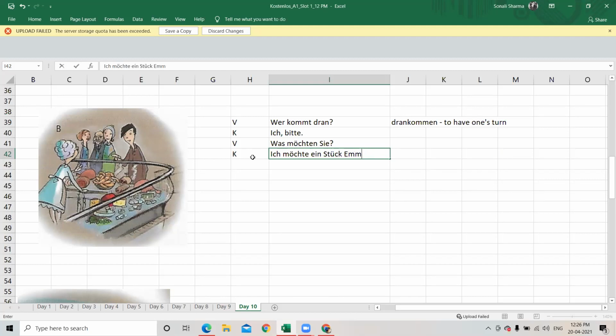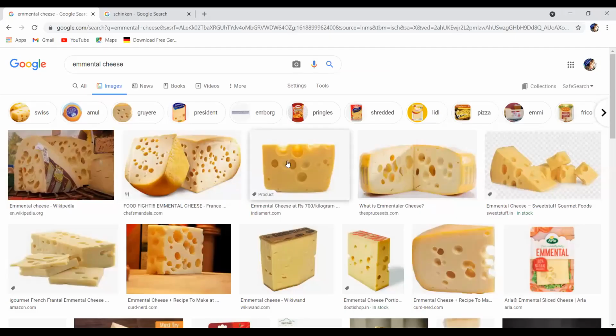We have double M in this, Emmentaler. Now the question is, what exactly is Emmentaler? I will share one photo with you. I have taken it from Google. This is Emmentaler cheese. We can see such cheese in Germany. So this we call Emmentaler cheese.